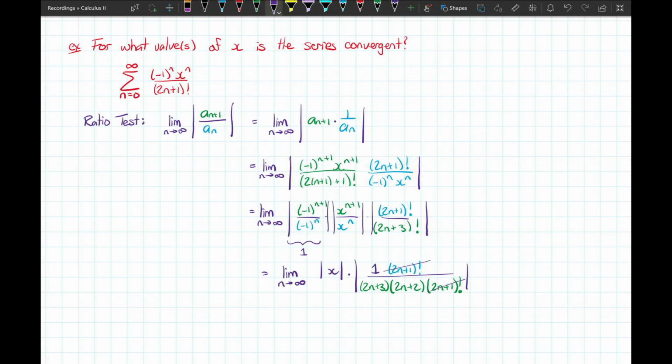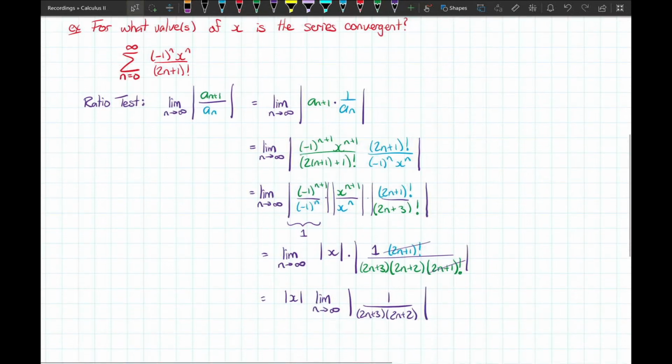Now, to simplify this limit problem, remember that we're only taking the limit as n goes to infinity, and we're trying to find out what values of x will end up with a convergent series. It has nothing to do with taking the limit as n goes to infinity, so we can take this absolute value of x and move it out front of this limit. And now we're simply taking the limit of 1 over (2n+3)(2n+2). And in fact, since I know that n is always going to be greater than or equal to 0, this is always positive. And we could even change these absolute value signs to just simple parentheses, since it's already positive.